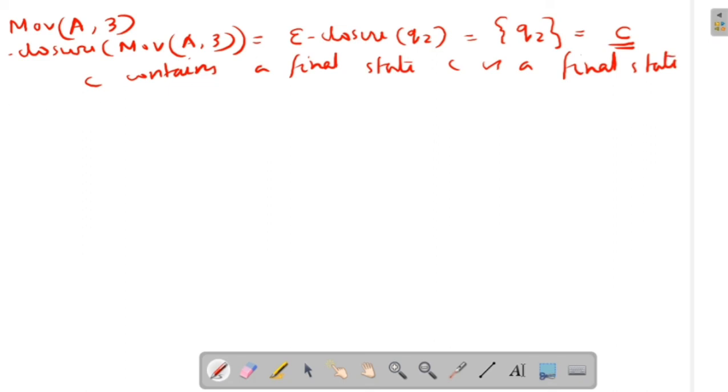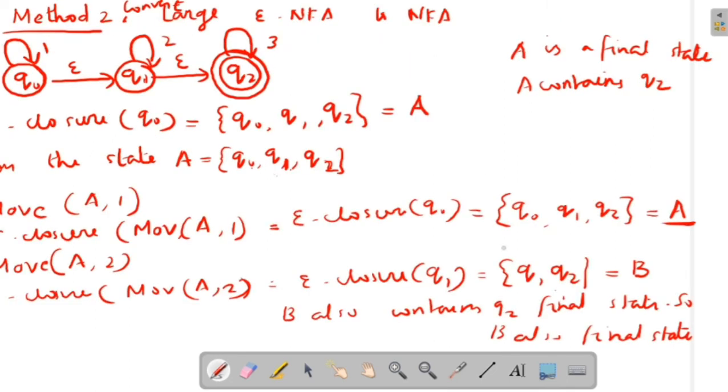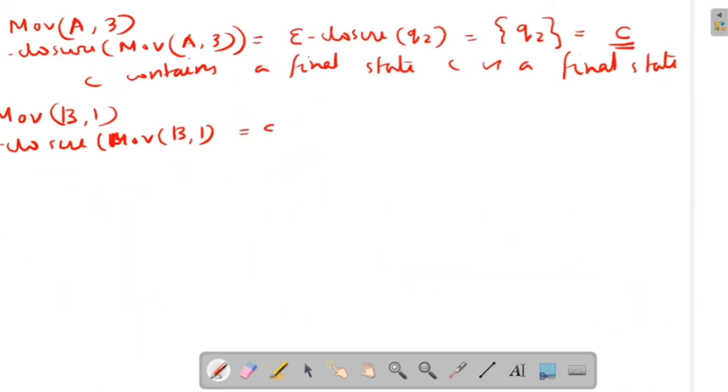Okay, then next we find out the new transition from the new states. We take B. So what is move of B comma 1? Move of B comma 1 is equal to epsilon closure of move of B comma 1. B is equal to q1 q2. So if there is any transition from q1 and q2 over the alphabet 1? From q1 there is no transition over the alphabet 1. For q2 also no transition over the alphabet 1. Okay, so in that case it is null set. Epsilon closure of null set is equal to null set.